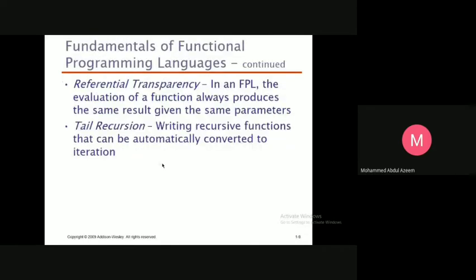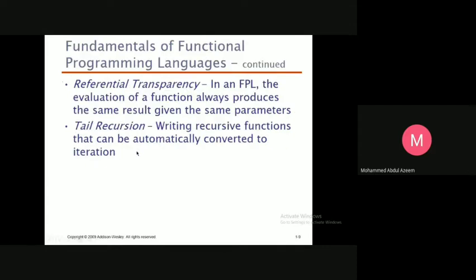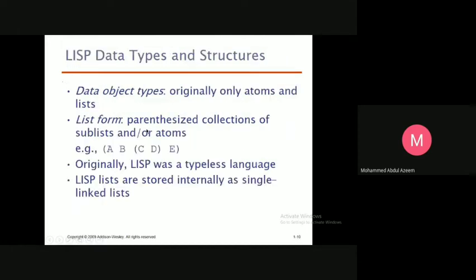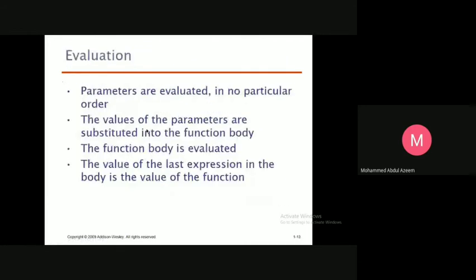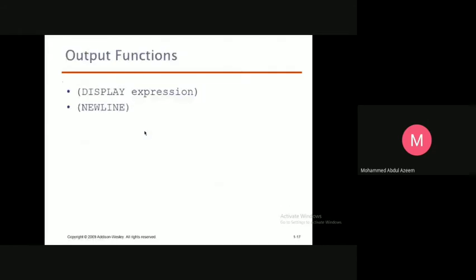Right. So continuing from the last class, these are the two fundamental features of the functional programming language: referential transparency and tail recursion. Tail recursion is what we have to discuss today, so we'll first start with the same.